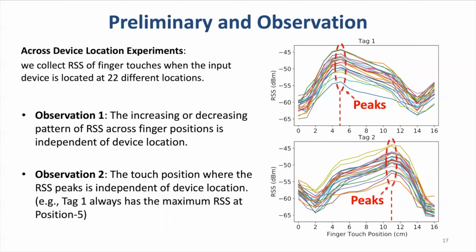The second observation is that the touch position when RSS peaks is independent of device location. For example, tag 1 and tag 2 always have their maximum RSS at position 5 and position 11, respectively.